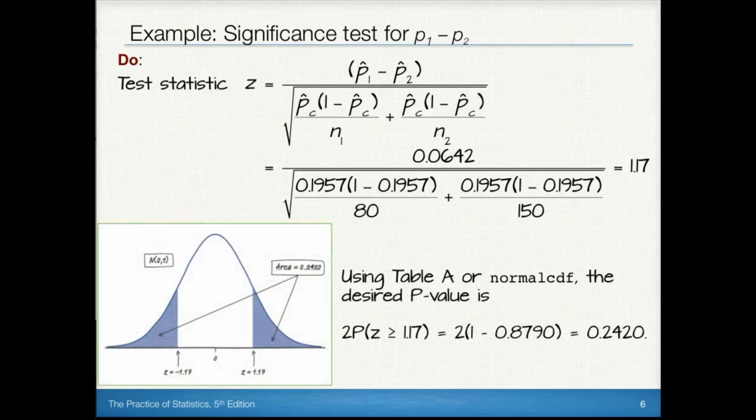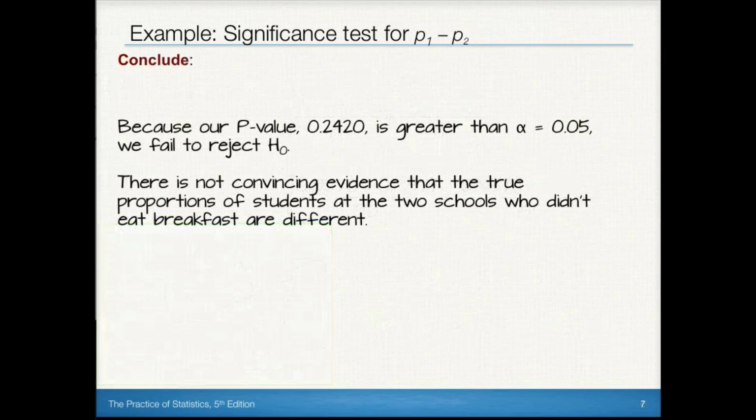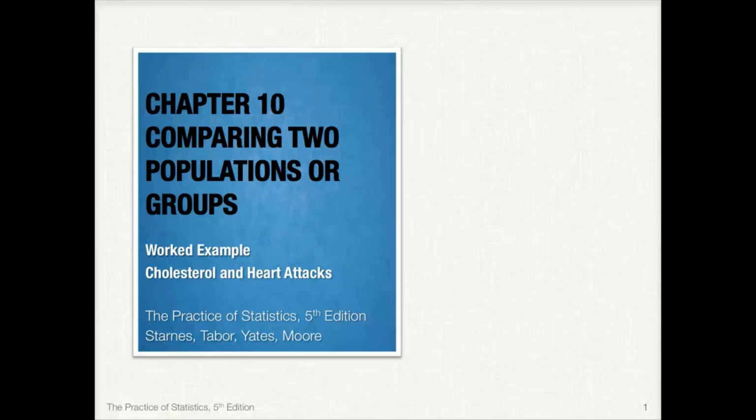Now, using table A or normal CDF, our desired p-value is twice the probability that z is greater than or equal to 1.17. We can look that up in table A, subtracting that from 1 and multiplying out, we have a p-value of 0.2420. Now, because our p-value 0.2420 is greater than our significance level, we fail to reject the null. There is not convincing evidence that the true proportions of students at the two schools who didn't eat breakfast are different.